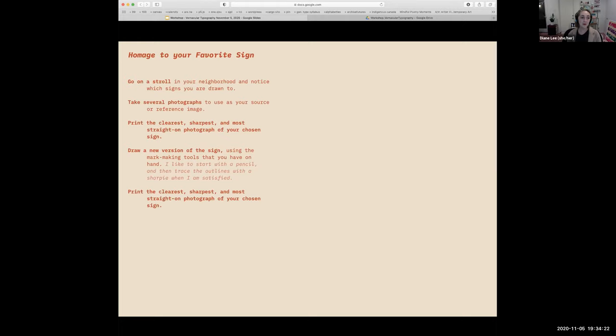So then I would encourage you to take several photographs of the sign to use as your source or reference image. And I like to work with a printed reference image because sometimes I'll use tracing paper to help me get a sense for the proportions and dimensions of the sign and of the letters.